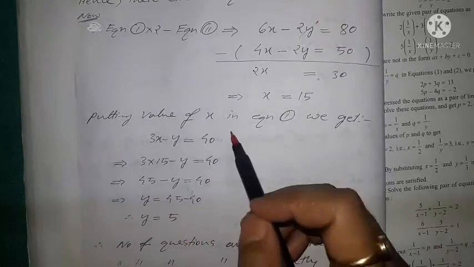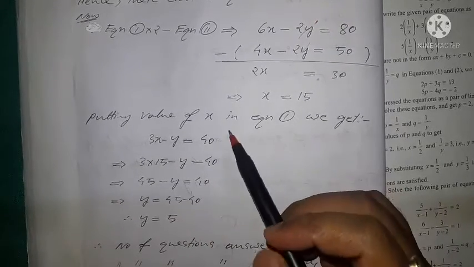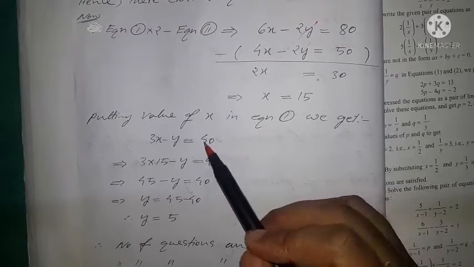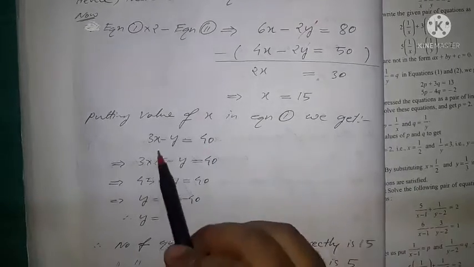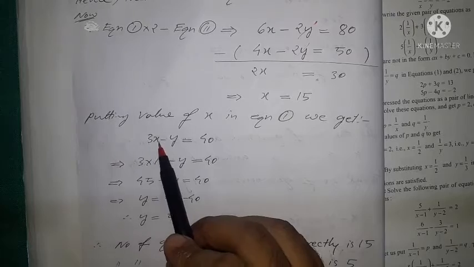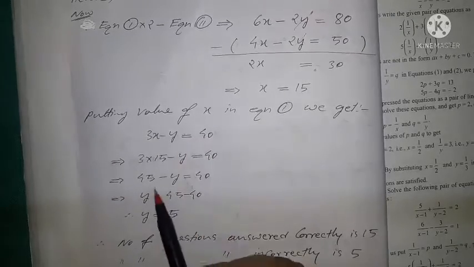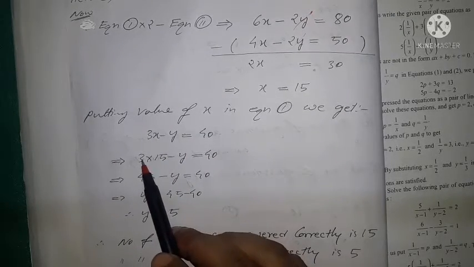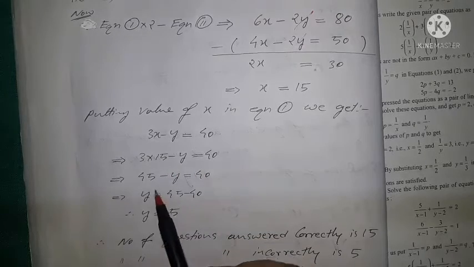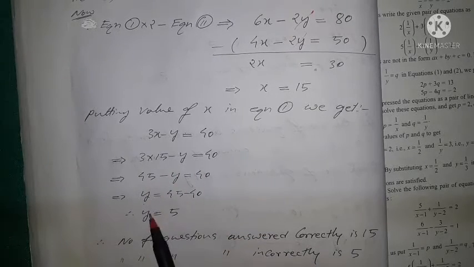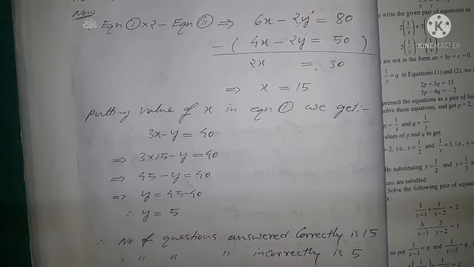Now putting the value of x in an equation, we can put it in any one of the equations. So here we are putting it in equation 1, that is 3x minus y is equal to 40. So the value of x is 15, that is 3 into 15 minus y is equal to 40, which is 45 minus y is equal to 40. Therefore y is equal to 5.